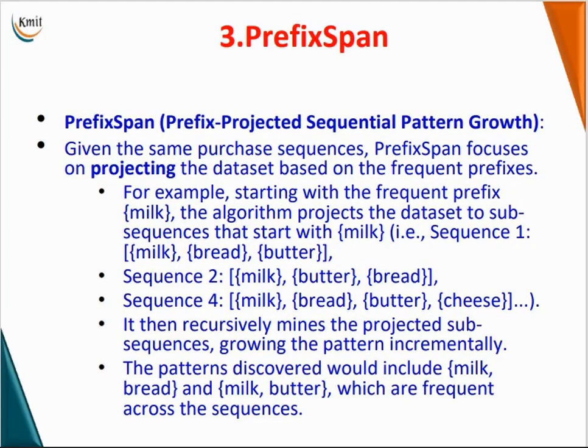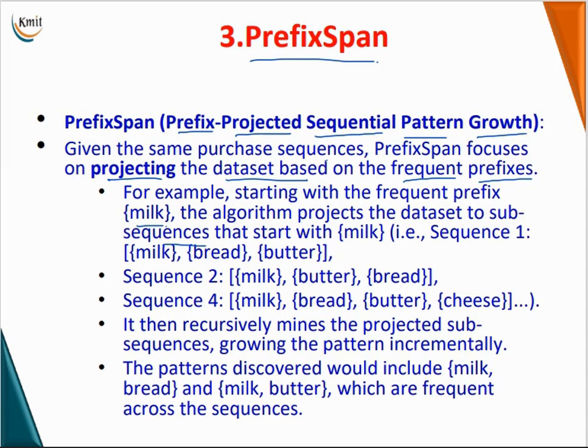Next let us discuss the next topic, which is PrefixSpan. PrefixSpan stands for prefix-projected sequential pattern growth. Given the same purchase sequence as before, PrefixSpan focuses on projecting the dataset based on the frequent prefixes. For example, starting with the frequent prefix milk, the algorithm projects the dataset to subsequences that start with milk.